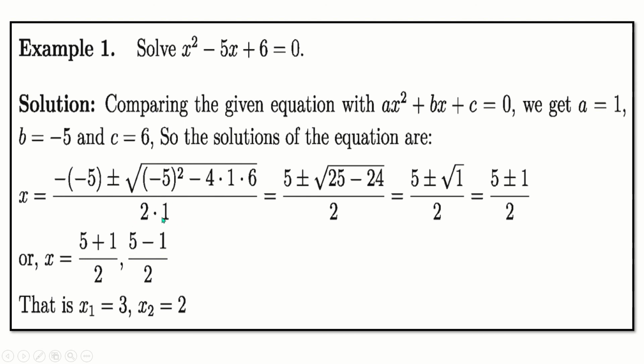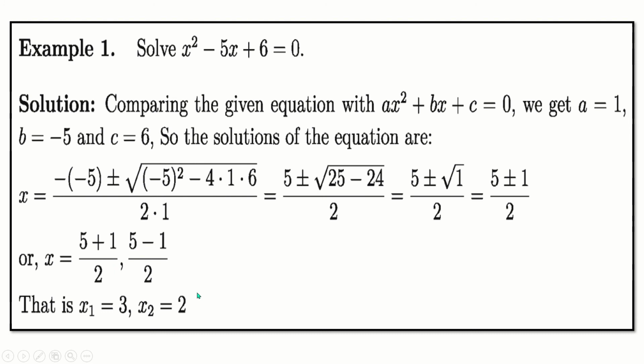This will give minus minus, so here will be plus 5 plus minus square root over 25 minus 24, divided by 2. Here will be 5 plus minus root 1. This equals 5 plus minus 1 over 2. And we will get x = (5 + 1)/2 and (5 − 1)/2. One is 3 and another one is 2.